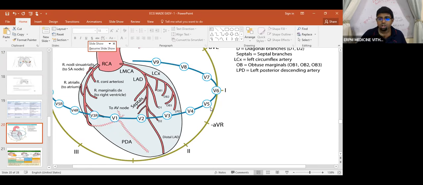Now look here, guys. In addition to these, what are the other leads? V1 to V6 I have discussed. What are the other leads? I wrote them on the blackboard: aVR, aVF, lead 1, 2, 3. Am I right?